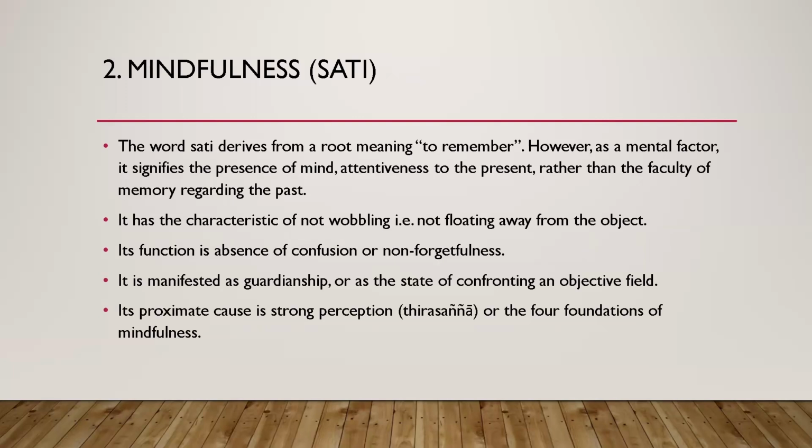So the second is mindfulness. The word sati derives from a root meaning to remember. However, as a mental factor, it signifies presence of mind, attentiveness to the present, rather than the faculty of memory regarding the past. It has the characteristic of non-wobbling, that is, not floating away from the object. Its function is absence of confusion and non-forgetfulness. It is manifested as guardianship or a state of confronting an objective field. Its proximate cause is strong perception, thira sanna, or the four foundations of mindfulness.